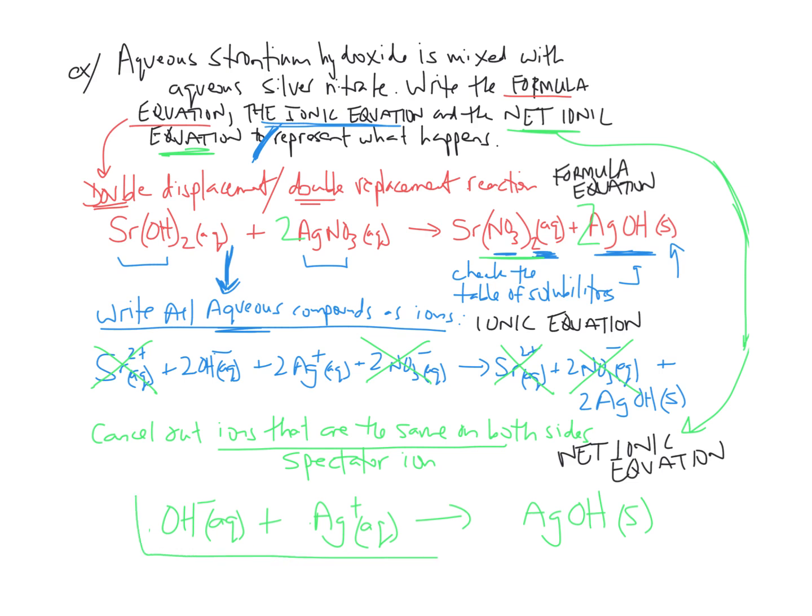And if you want to look at what reaction ultimately happened when you mixed aqueous strontium hydroxide with aqueous silver nitrate, this is the reaction that ultimately happened. The aqueous hydroxide ions and the aqueous silver ions combined and precipitated silver hydroxide, an insoluble salt. So I hope that helps you learn about the 3 different types of equations and how you can use them in these type of solubility problems.